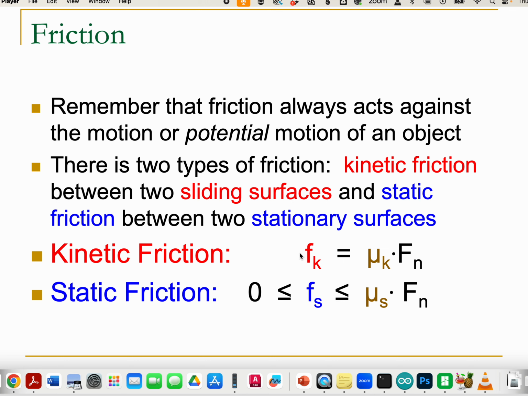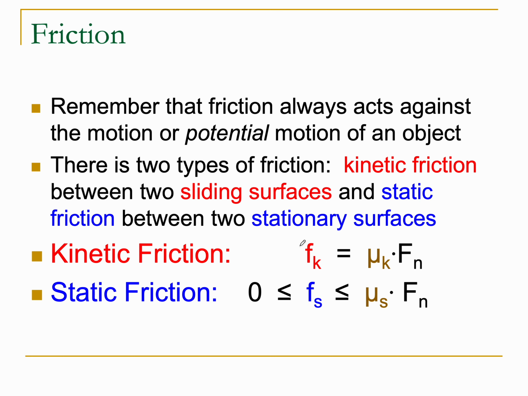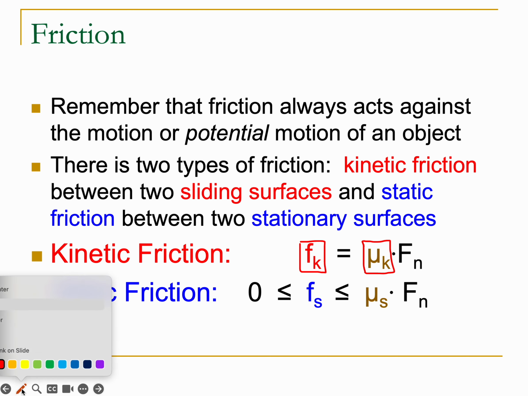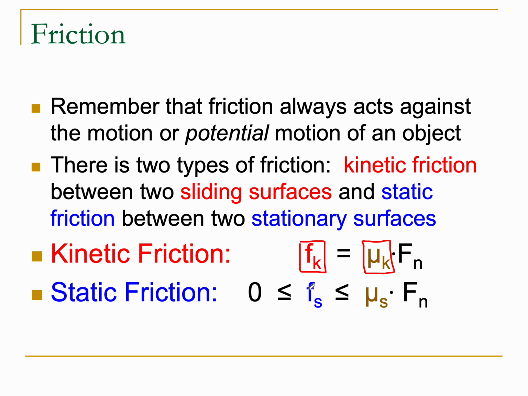Interestingly enough, the force of kinetic friction, F sub k, is just equal to the coefficient of kinetic friction times the normal force. Again, where do we get this number from? Usually from a table. Normal force we've talked about before. Static friction, on the other hand, is a little bit more interesting. It can vary all the way between 0 up to some maximum value, which is given by the coefficient of static friction, mu sub s, times the normal force. This quantity right here is that maximum force.